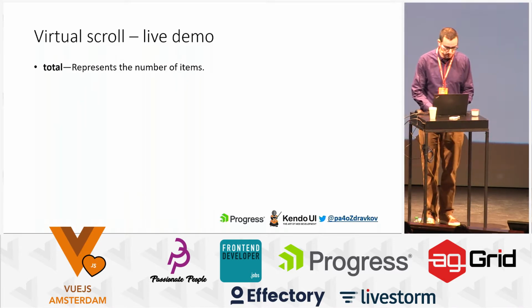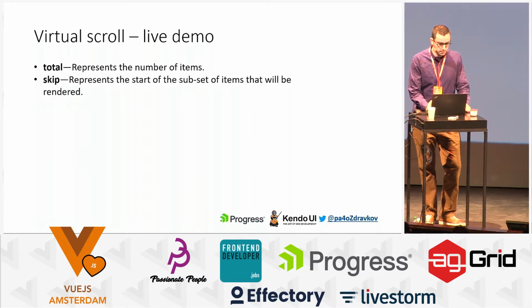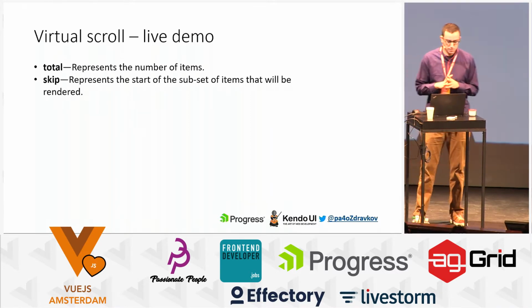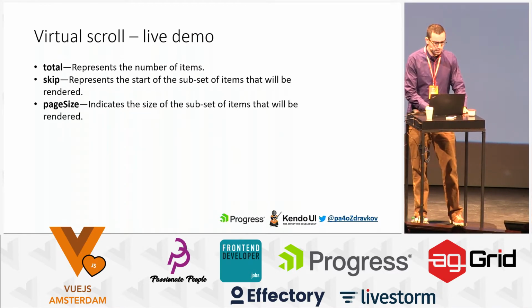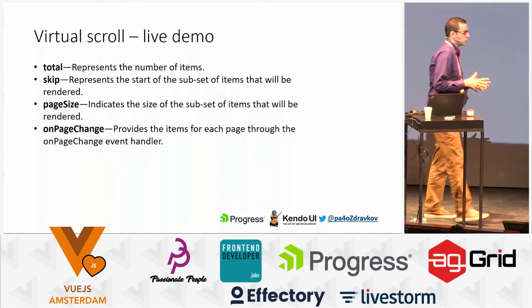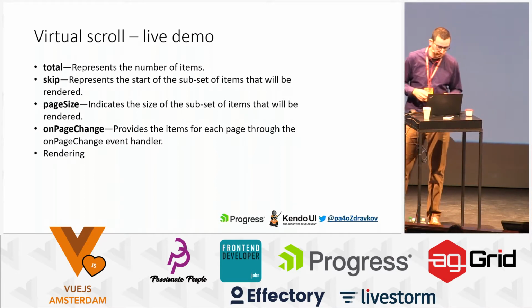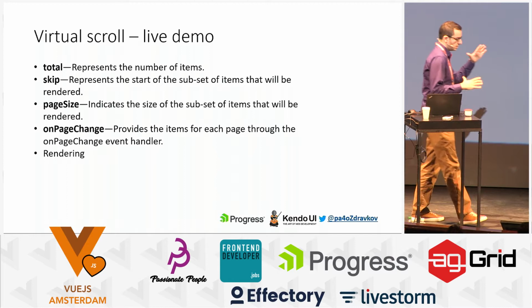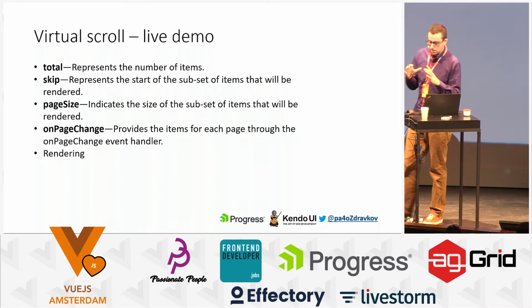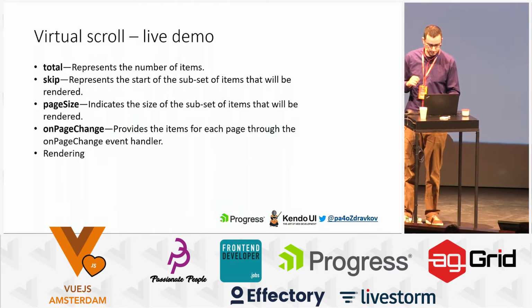In order to add it, we just have several more properties and more functionality, like the total number of the items, the skip that will represent the start of the subset of the items that will be rendered, the page size of the items that will be rendered, and some event to add the new items that will be rendered on our page. We also have to change the rendering so that we have one div with the height of all the items, and after that we need to position our dropdown correctly so that it shows only the rendered items.